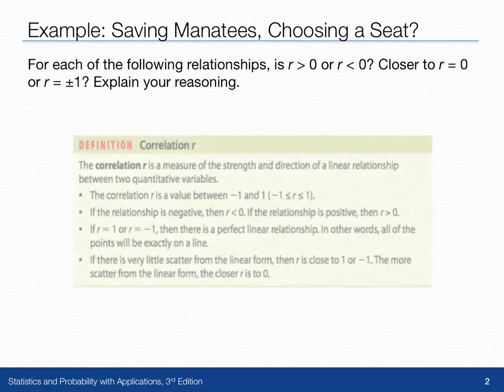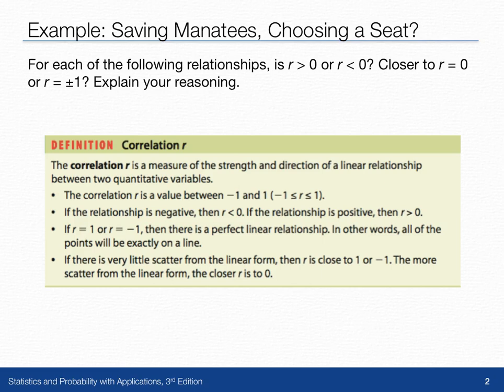or negative 1. In this lesson, we learned that the correlation R is a measure of the strength and direction of a linear relationship between two quantitative variables.